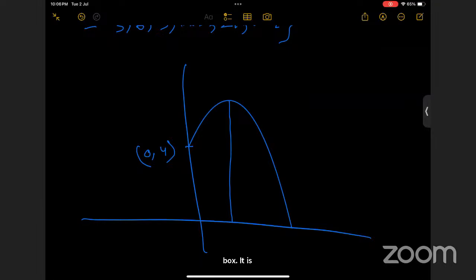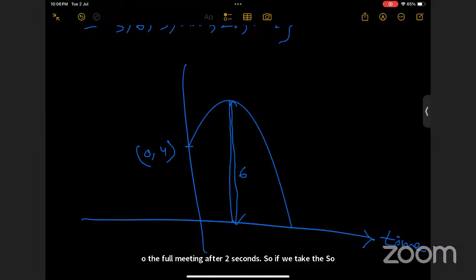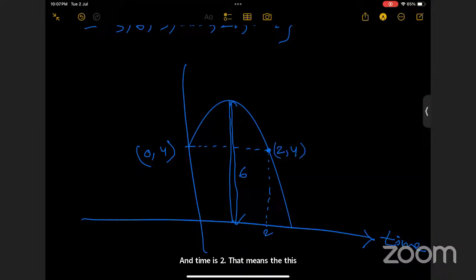Okay, so they're given that the maximum height is 6. This is 6. Now, the ball returned to the height of 4 meters after 2 seconds. If we take the x-axis as time, after 2 seconds it reaches 4 meters. Here, this is 4, right? So for this point, the y coordinate is again 4 and time is 2. That means the coordinate of this point is (2, 4), right?